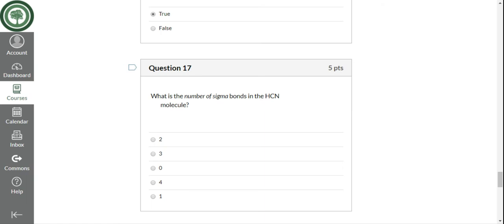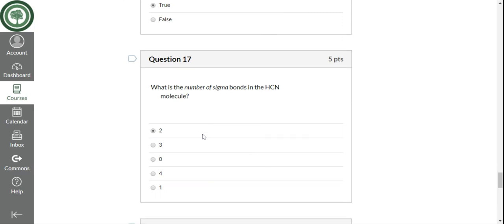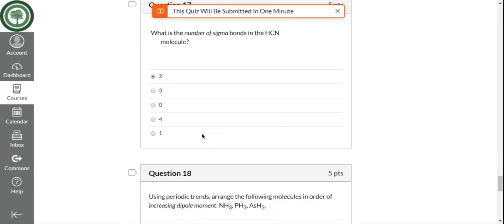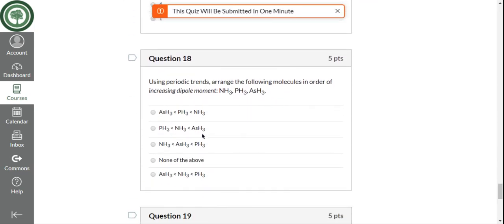What's the number of sigma bonds? So if you draw this out, there's a single bond between hydrogen and carbon, and there's a triple bond between carbon and nitrogen. So there's two pi bonds, but with one single and one triple bond, there's still only two sigmas. So every single bond type has two sigma bonds.